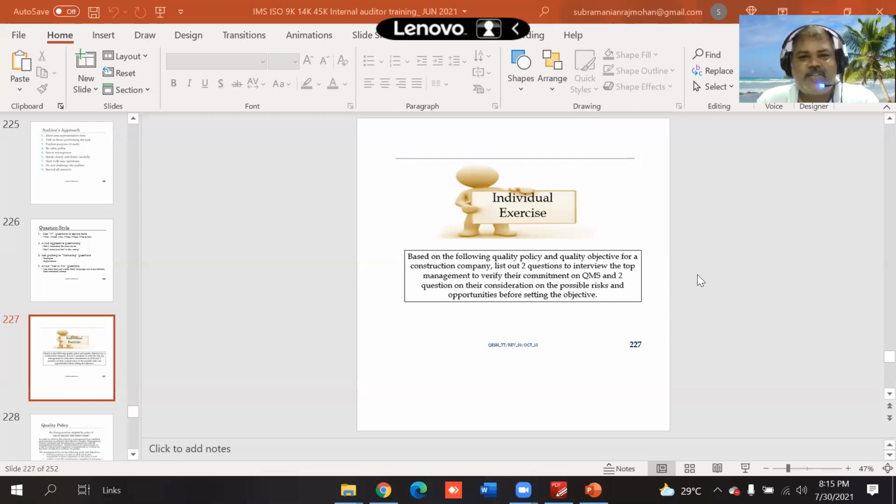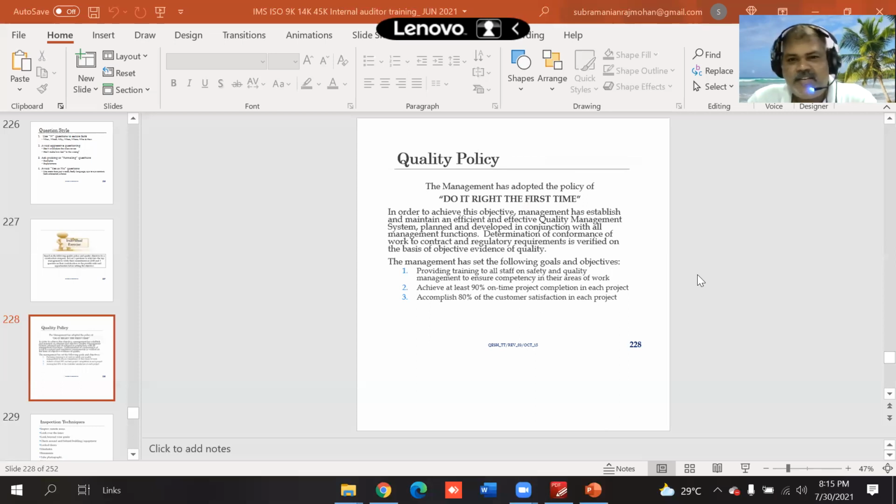This is the individual exam based on the following quality policy objective for a construction company. List out 2 questions to interview the top management to verify the commitment on the QMS, and 2 questions on the consideration of possible risks and opportunities before setting an objective. So this is a quality policy. You need to ask the 2 questions for top management. You all can read through, then you can ask a question. This is a practice for you all.